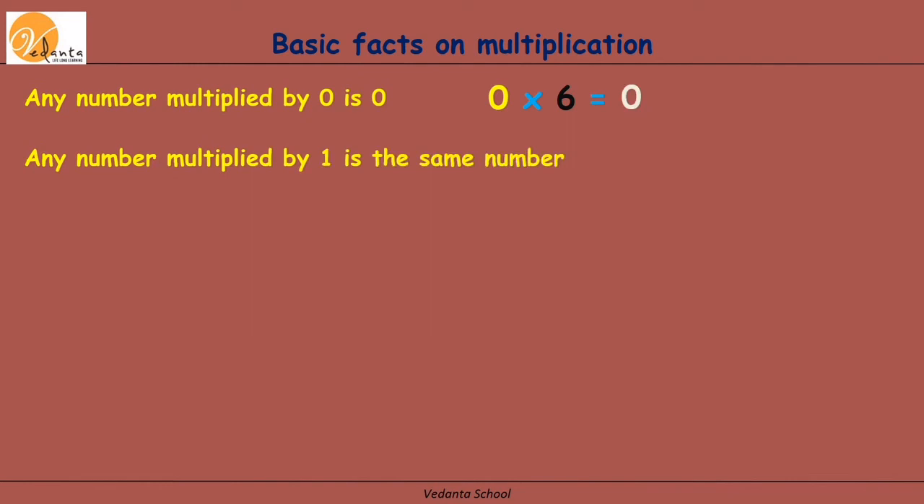Next, any number multiplied by 1 is the same number. What is 1 6's are? We are just handling 1 6, kids. We are not adding it with any other number. 1 times 6, there's just 1 6. So the answer is 6. What is 1 times million? It's million. 1 times trillion is trillion.